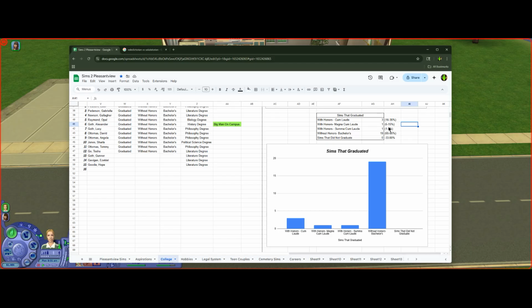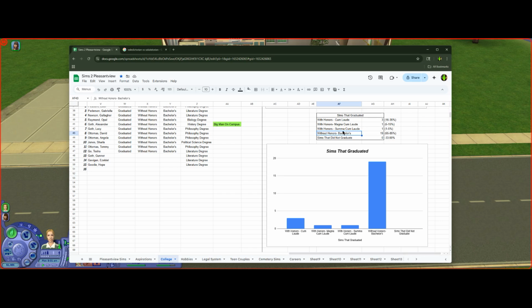You know what I'm saying? That is wow. That is just up there. And then summa cum laude, 1 to 5% would get this because it is at the very, very top. It's so rare. So wow, if a Sim gets either of these, it's very honorable. You know what I'm saying?